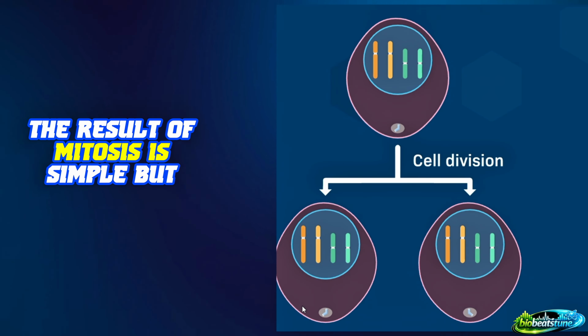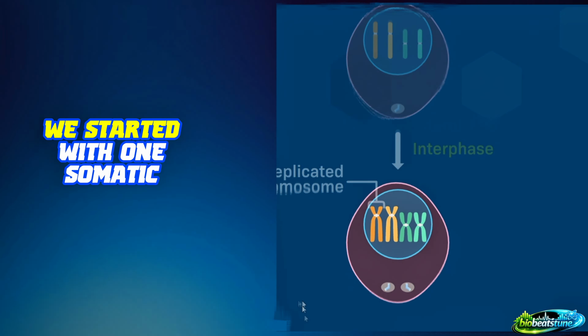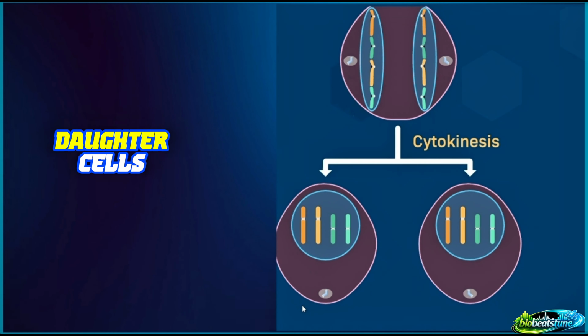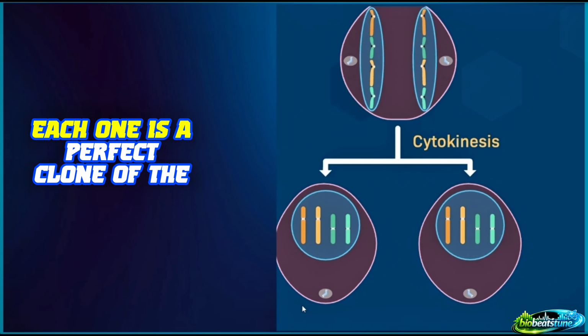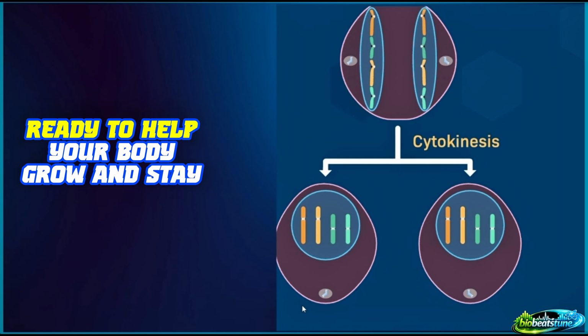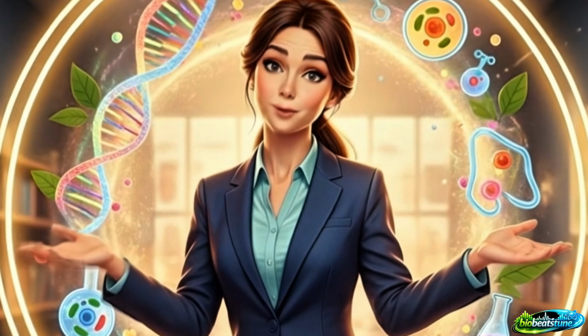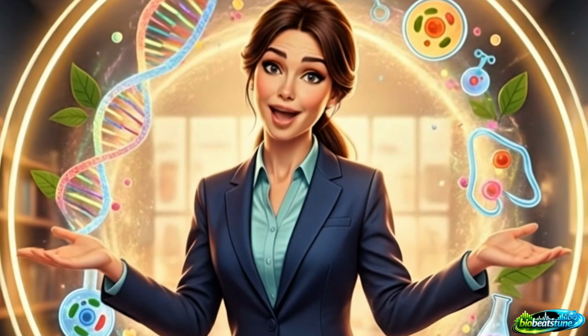The result of mitosis is simple but amazing. We started with one somatic parent cell and ended with two identical daughter cells. Each one is a perfect clone of the original, ready to help your body grow and stay healthy. I hope this video helps you understand the vital role mitosis plays in your life.